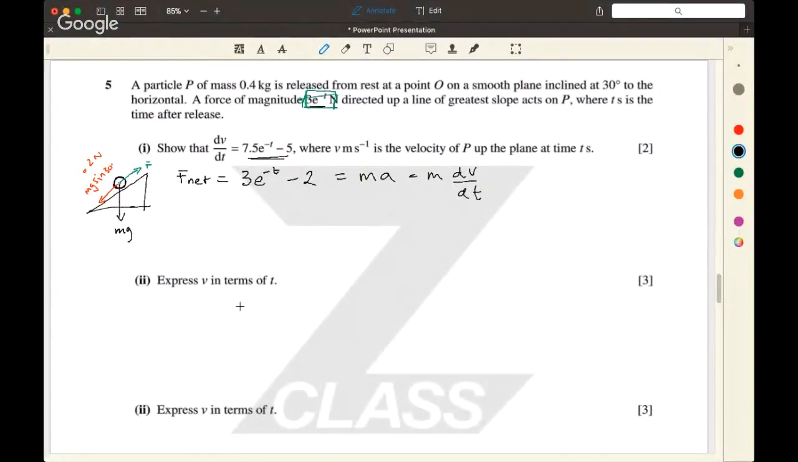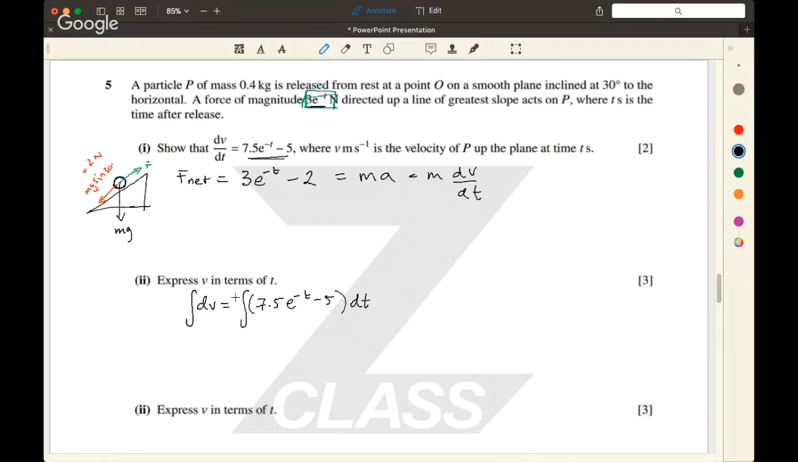Now they want us to integrate. So we do separation of variables. That means you take all the v's on one side and all the t's on the other. Now there's no v dependence on the right hand side of this equation. There's just t's. So we'll go dv is equal to 7.5 e to the minus t minus 5, and we're going to integrate these. Oh, that's dt. I've taken the dt from there to there.